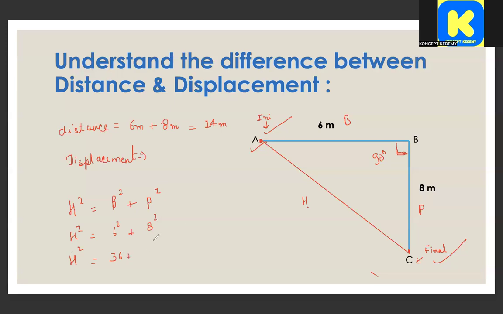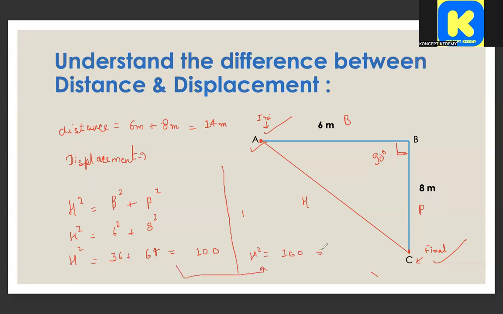8 square, 8 eights are 64. So now we have h square is equal to 36 plus 64, and now we need to add this. 6 plus 4 will become 10, 0 and carry 1, and 3 plus 6 is 9, 9 plus 1 is 10. So after adding this, I'm getting 100. Now I'm making a small line here to solve it further. So h square is equal to 100.